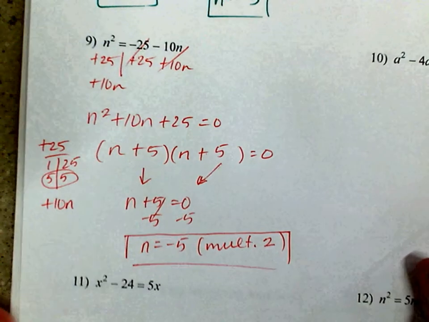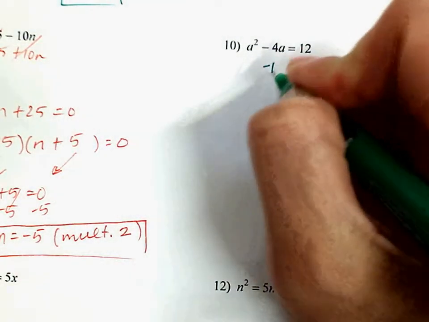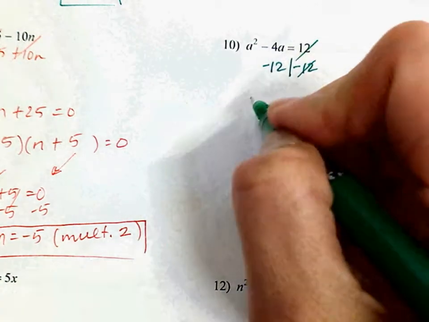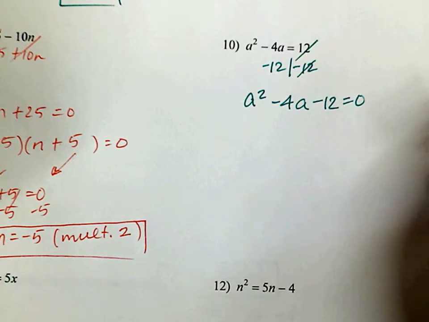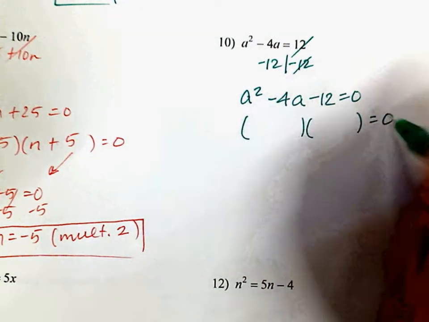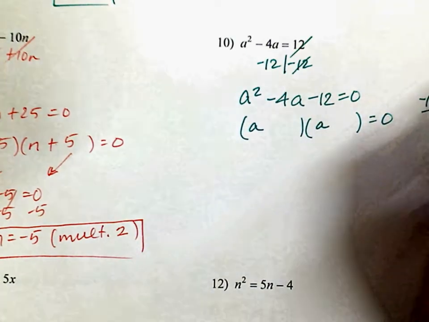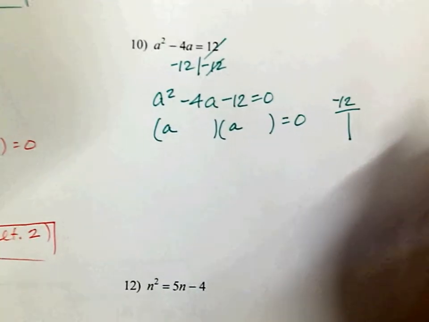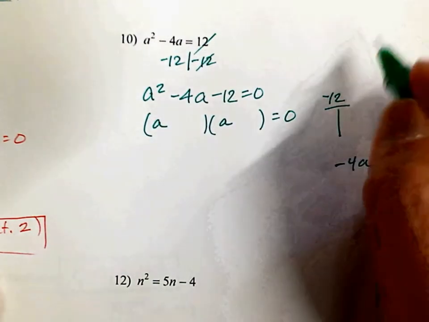Number 10. Subtract 12, subtract 12. So now you have a squared minus 4a minus 12 is equal to 0. Okay? Draw two sets of parentheses. Factors of a squared is a and a. Negative 12, I'm going to subtract, and I want negative 4a. So plus and minus.